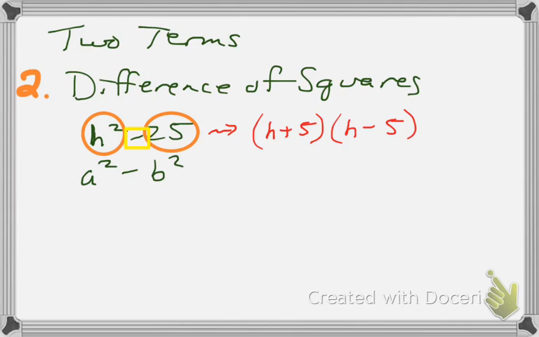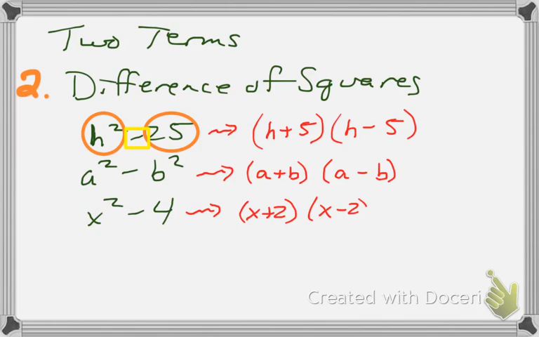A squared minus b squared would factor into a plus b, a minus b. It doesn't matter whether you write the minus first or the plus first. That's irrelevant, since multiplication follows the commutative property. X squared minus 4 would be x plus 2, x minus 2. Obviously, these get more exciting than the ones I'm giving you now. Right now, I'm just introducing you to the concept.